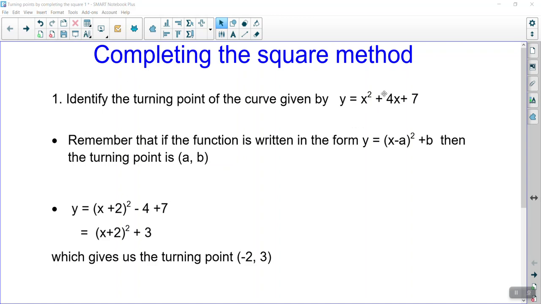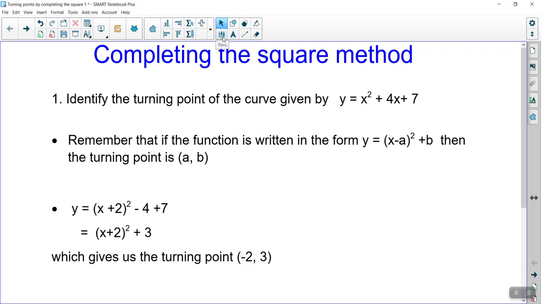Let's now consider the middle term, which is 4x. Divide it by 2, which gives us 2. So inside the bracket, write it as x plus 2 whole squared. And whatever number we put in here, square it and subtract that. So 2 squared is 4, so minus 4. The plus 7 stays here.